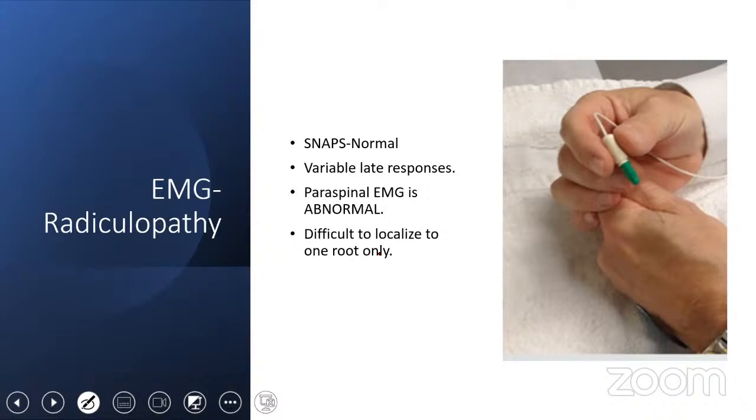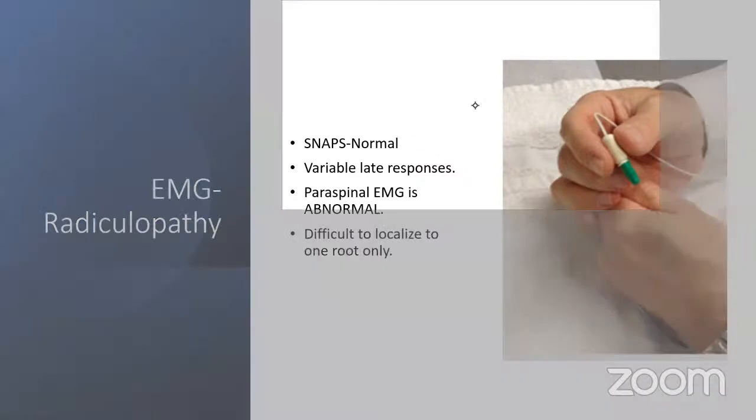In radiculopathy, the SNAPs are normal because it is a preganglionic lesion, and paraspinal EMG is abnormal and difficult to localize to one root only, but we try to do the paraspinal EMG whenever you suspect radiculopathy. So now we have learned three things: mononeuropathy, plexopathy, and radiculopathy.